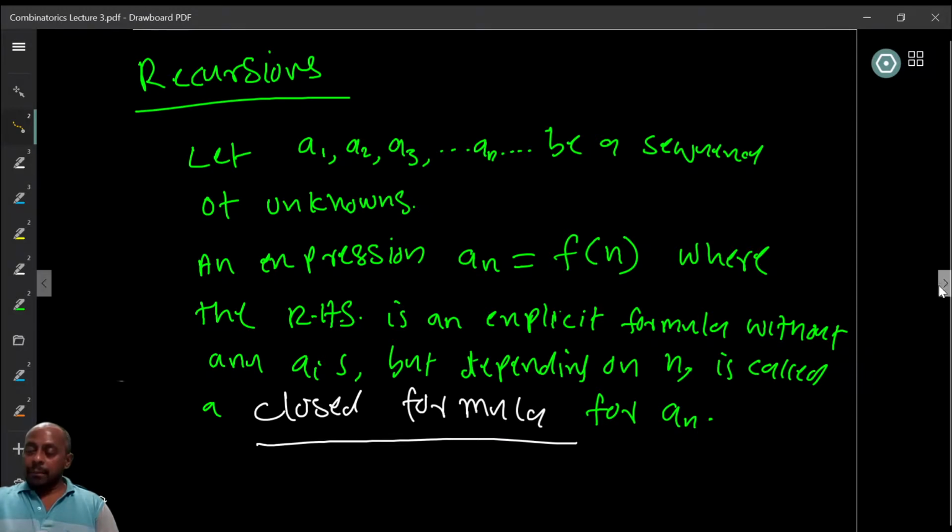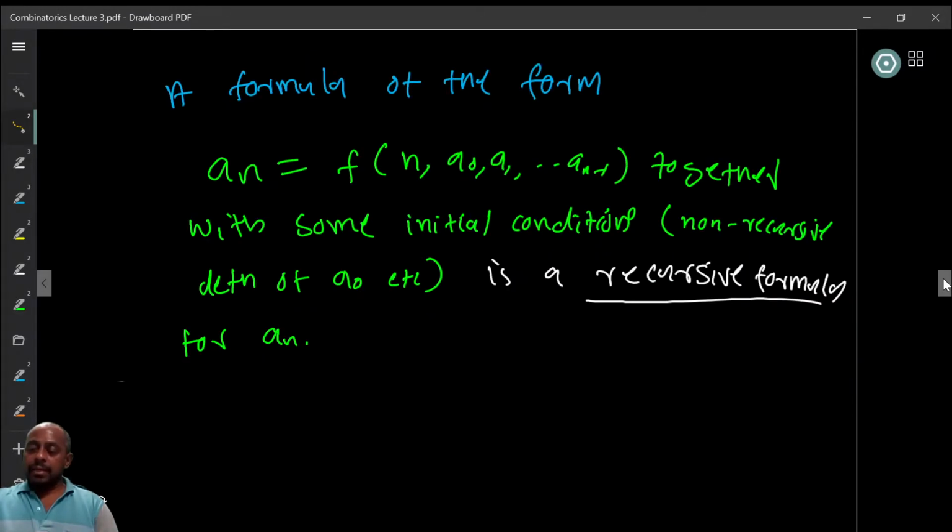Now, on the other hand, a formula of the form a_n is equal to f of, let's say, n comma a0, a1, a2, etc., a_(n-1). This can be something other than a_(n-1), but something with index less than n, of course. Together with some initial conditions like a0 is something, a1 is something, etc. Some of the values can be already given, which are not defined recursively. They are given explicitly. Then such a statement is called a recursive formula for a_n.